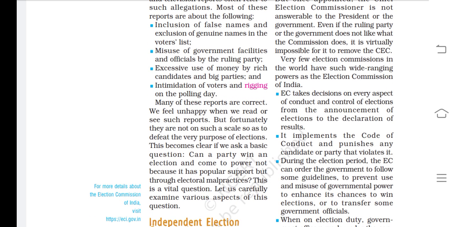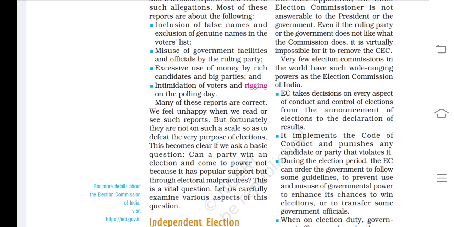Many of these reports are correct. We feel unhappy when we read or receive such reports, but fortunately they are not on such a scale as to defeat the very purpose of elections. This becomes clear if we ask a basic question: can a party win an election and come to power not because it has popular support but through electoral malpractices? This is a vital question. Obviously, if you are doing malpractices, can a party come to power?